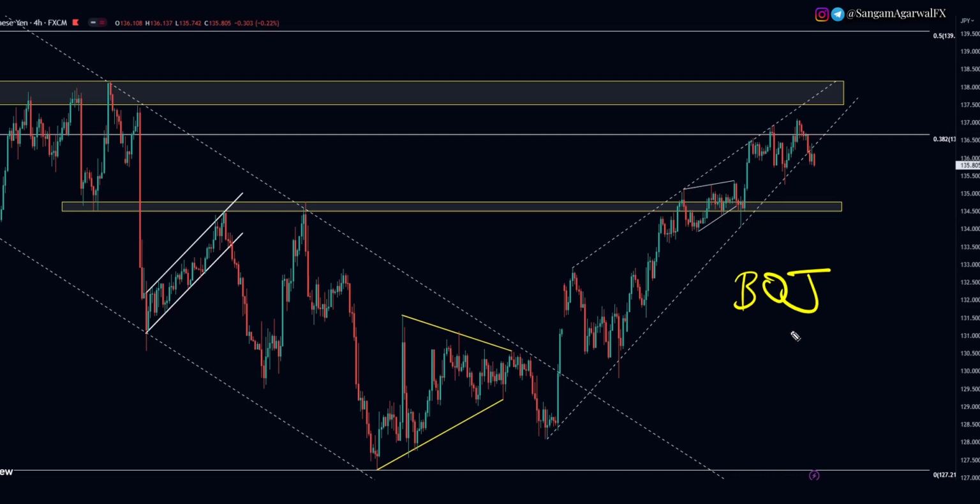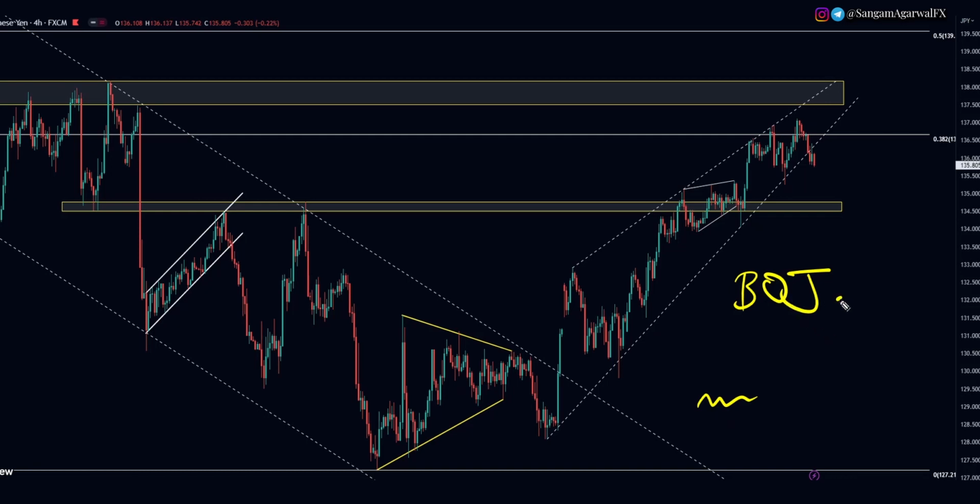And this week we have the Bank of Japan monetary policy decision. If they give a clear signal for a rate hike, because inflation is going up in Japan and they have been printing money for several decades, and now finally they are getting inflation and coming out of deflation.